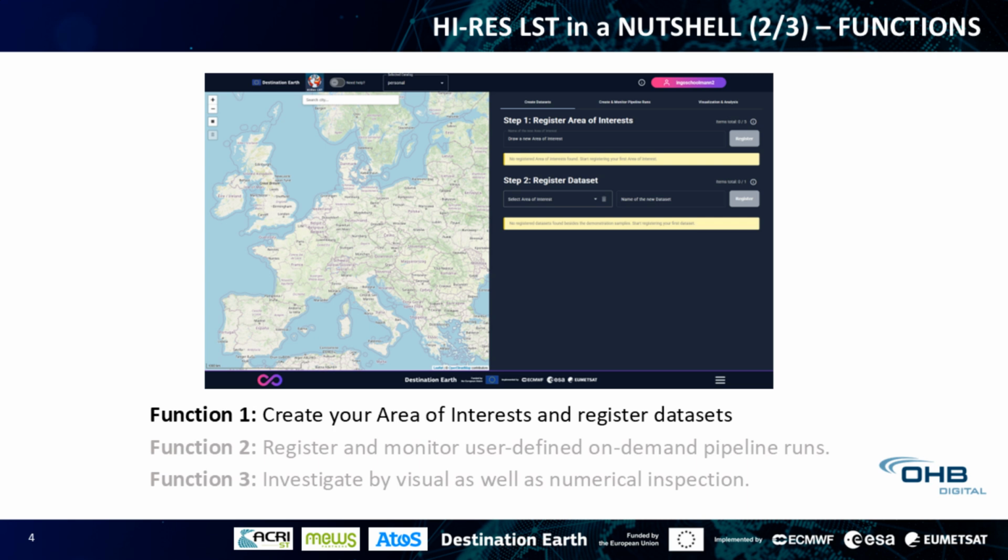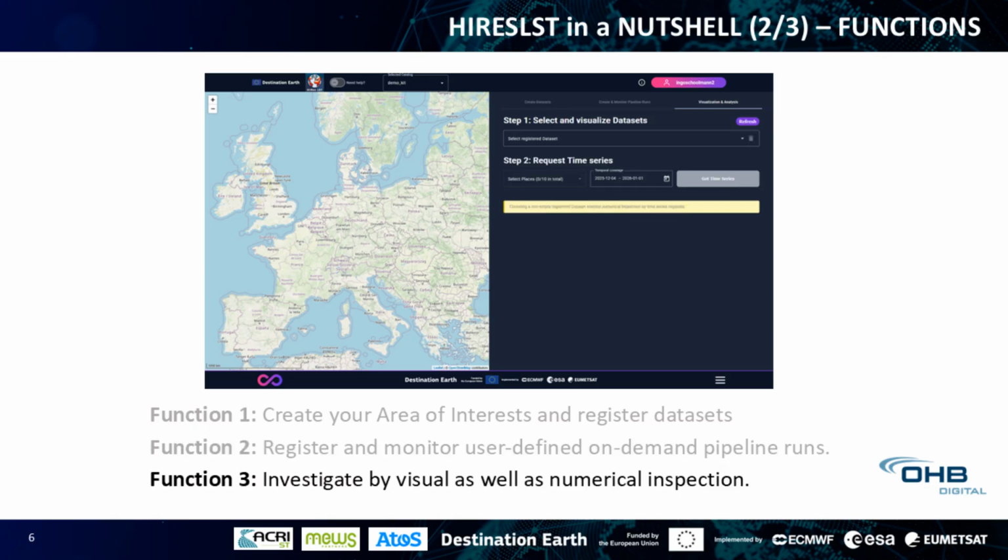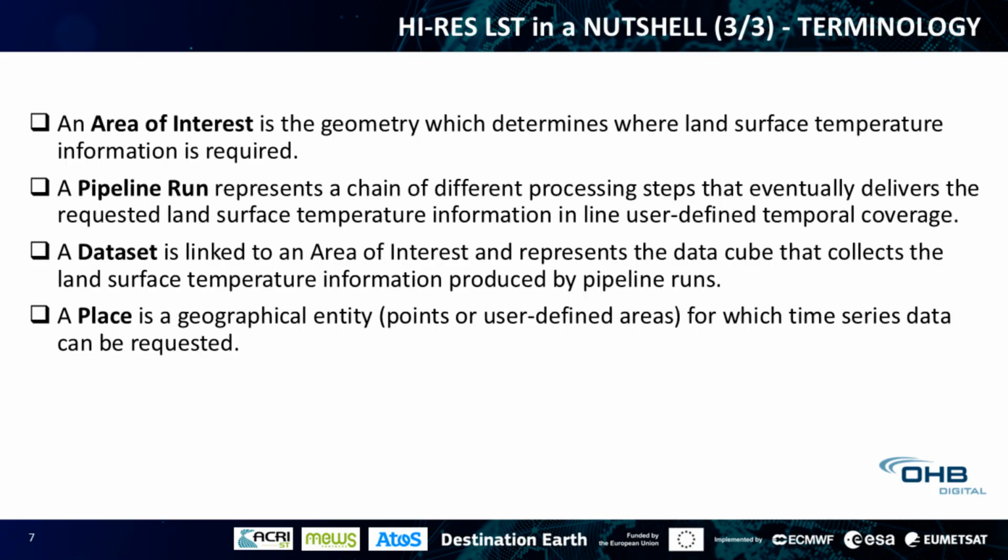Next, we set up our user-defined on-demand pipeline runs. Here, we register each run and monitor its status, so we always have a clear overview of the processing progress. Once the pipelines are completed, we move on to exploring the results. We take a closer look both visually and through numerical inspection, allowing us to fully understand the output and the insights it provides. In the design of the service, the following terms are important to understand.